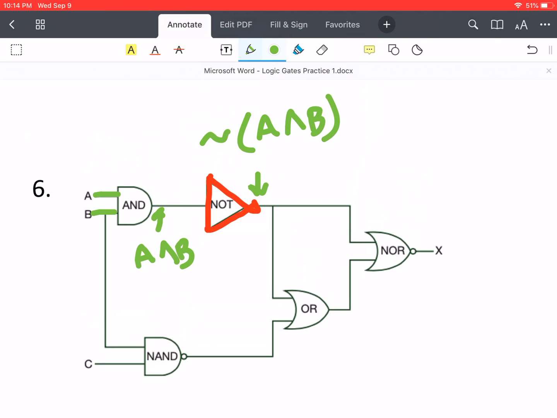Now it's a little silly, because they put it through an AND gate and then a NOT gate. That would have been the same thing as putting it through a NAND gate. So they could have just done that. Not a big deal.